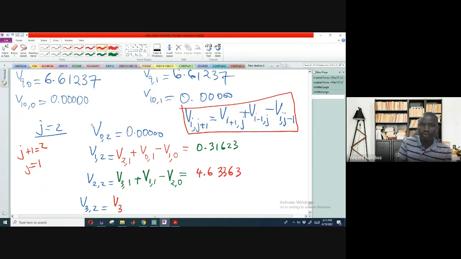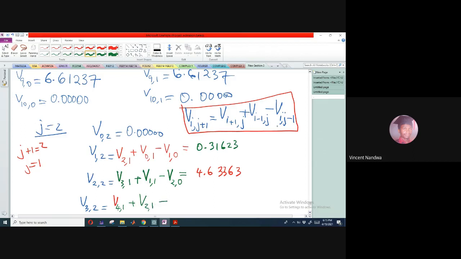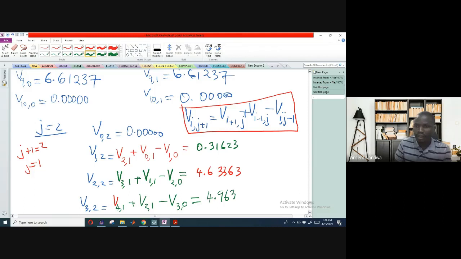V4, because this is a case where you put in 3, then 3 plus 1 is 4. Comma, this j is 1, plus 3 minus 1 is 2. j is 1, minus v(3, 1-1), which is 1 minus 1 is 0. When you put in, you get 4.96, and 336. I'm doing it the same way.